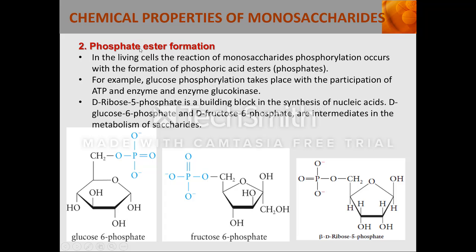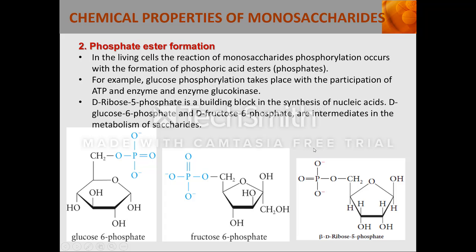The second reaction is ester formation. The OH groups of monosaccharides can behave as alcohols and react with acids, especially phosphoric acid, to form esters. Phosphate esters are produced by dehydration between hydroxyl group of phosphoric acid and hydrogen of saccharides. D-ribose 5-phosphate is a building block in the synthesis of nucleic acids. A number of other phosphate esters, such as D-glucose 6-phosphate and D-fructose 6-phosphate, are intermediates in metabolism of saccharides.